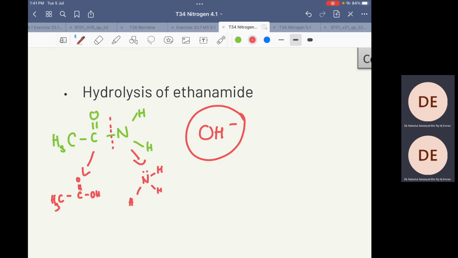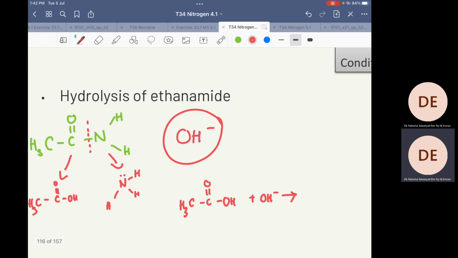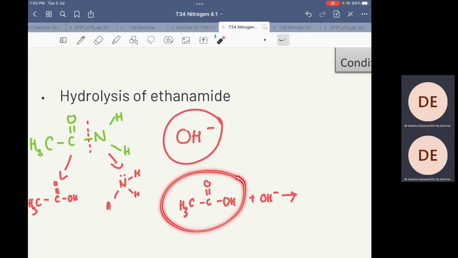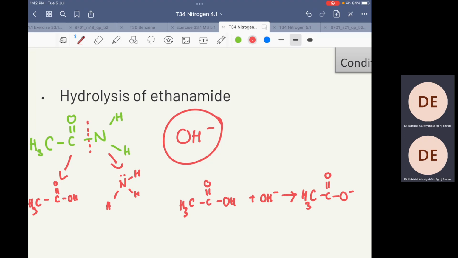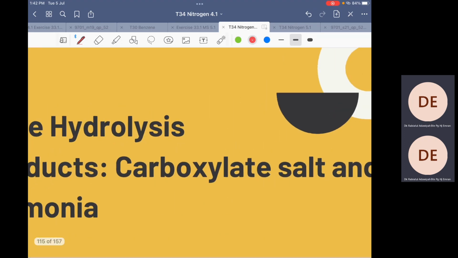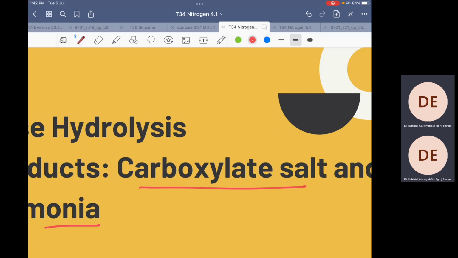Acid, okay? So what happens when ethanoic acid reacts with a hydroxide? What do we form? An acid, if it loses H plus, what does it become? Carboxylate. It's called the ethanoate. Okay, so it forms ethanoate ion. That's why you see here we form carboxylic salt and ammonia.